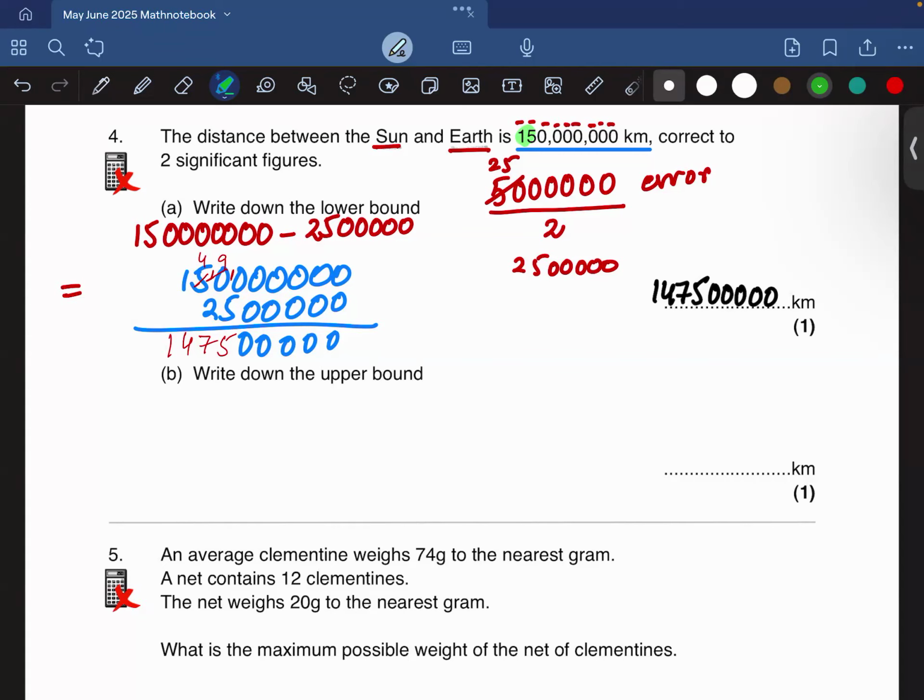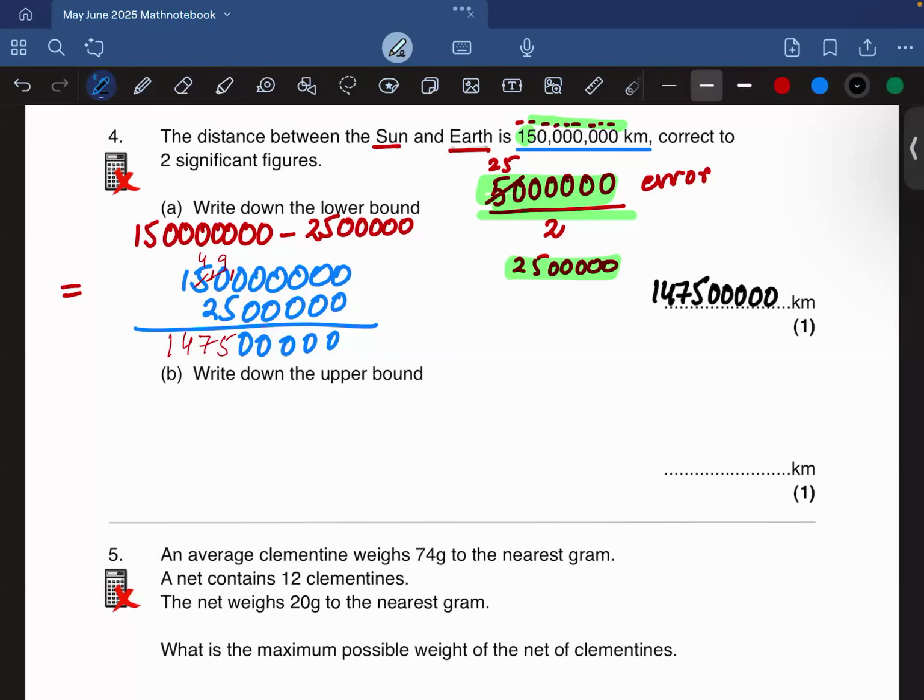So after 5, whatever we have, we wrote like that and we divided that by 2. We got this much amount. For the lower bound, we subtract, and for the upper bound, we add. Agree or not? Yes, sir.